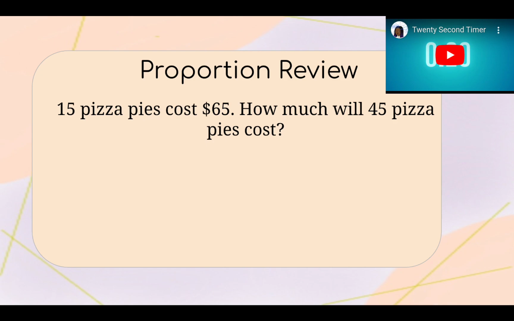The first thing we're going to do is make a fraction of the two things that are being compared. So I have pizza pies divided by the cost. I know that 15 pizza pies will cost $65, and my equivalent fraction would be 45 divided by C. I already know that there are 45 pizza pies. I'm just trying to find out the cost of them, so I'm going to use C for cost.